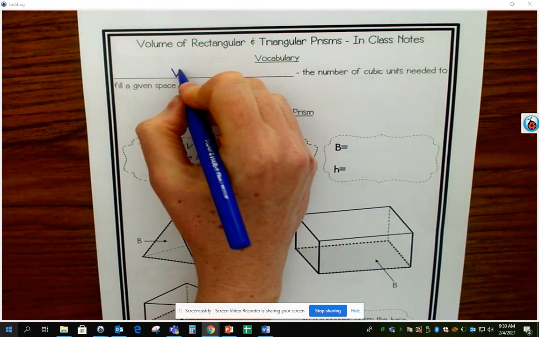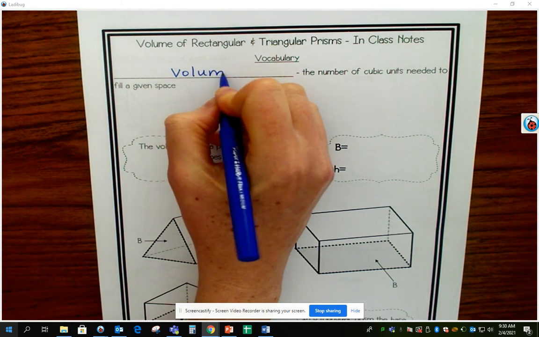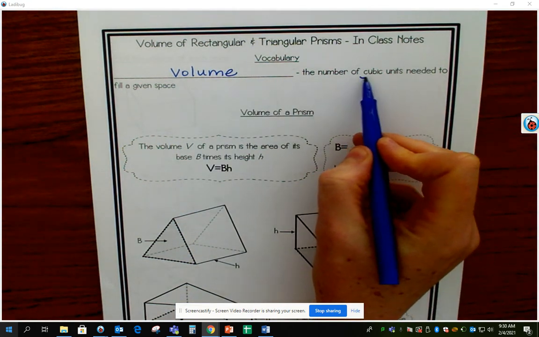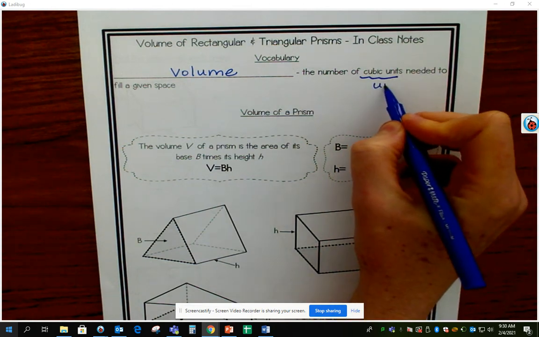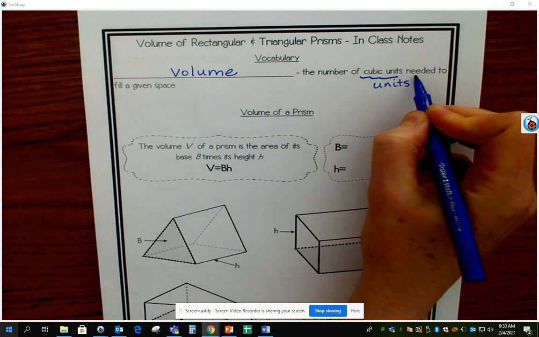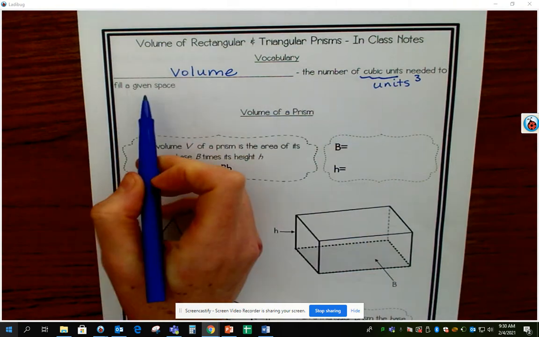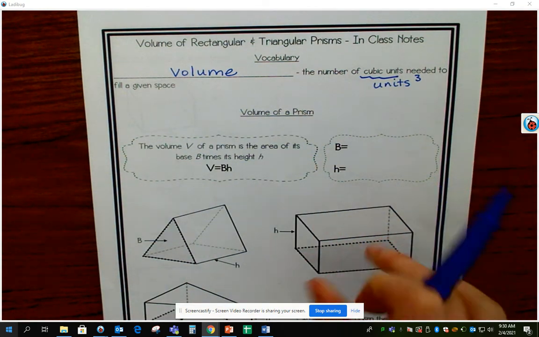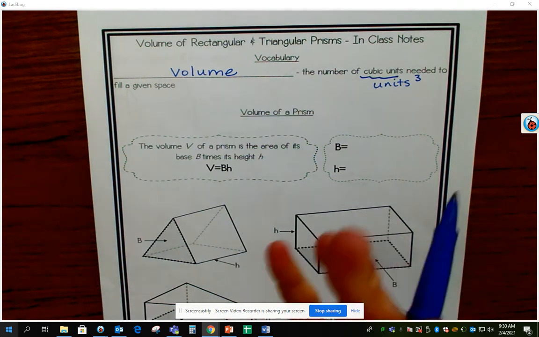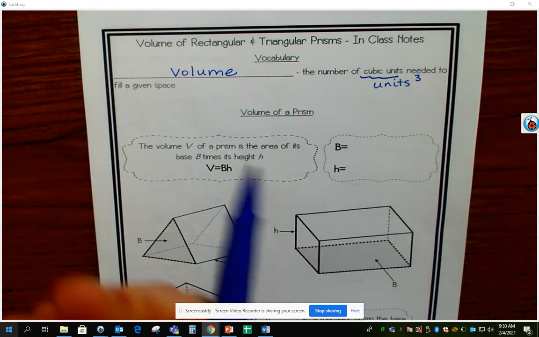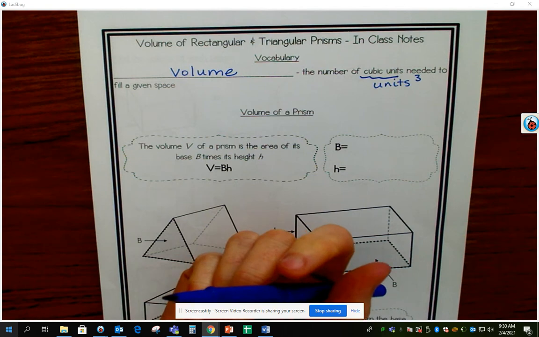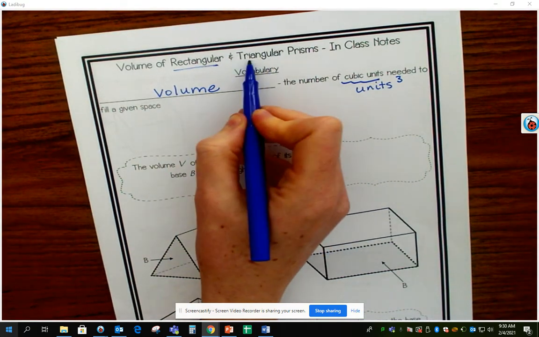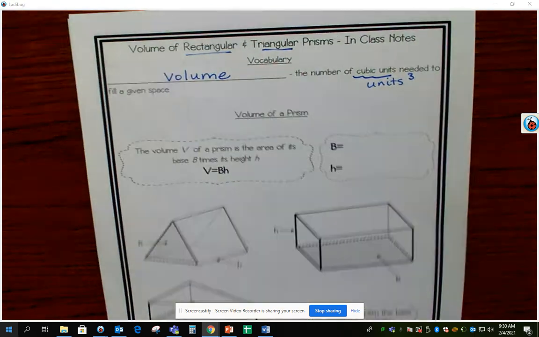So volume is the number of cubic units. Notice that's cubic, that means units to the third power, needed to fill a given space. So if you were to pour something inside these three-dimensional objects, what would fill up the inside is what we're talking about when we're talking about volume. Now, rectangular and triangular prisms look like this.